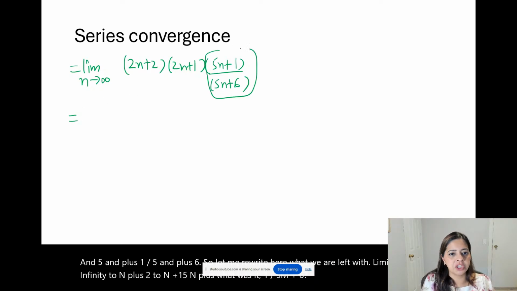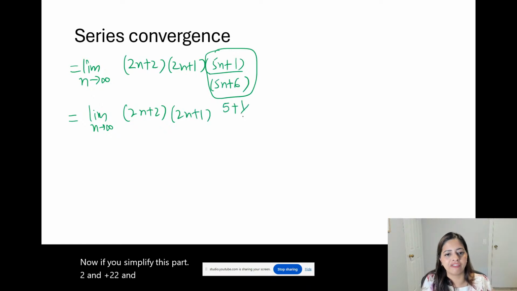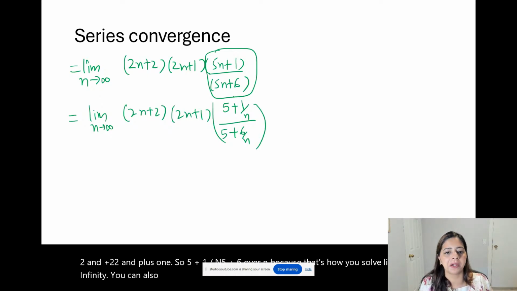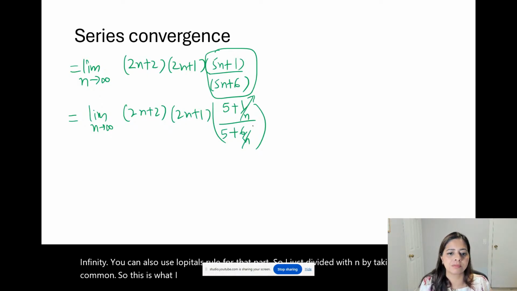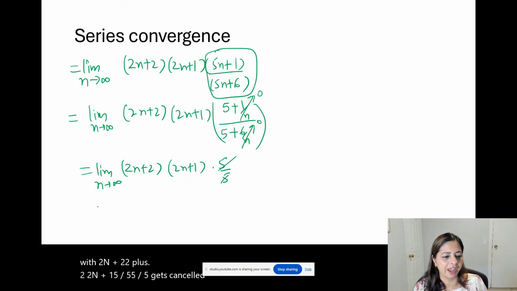Now, if you simplify this part, (2n plus 2)(2n plus 1), (5 plus 1 over n) over (5 plus 6 over n), because that's how you solve limits at infinity. You can also use L'Hopital's rule for that part. So I just divided by n by taking n common. So this is what I got. These both go to 0 as n goes to infinity, and you're left with (2n plus 2)(2n plus 1), 5 over 5. 5 over 5 gets cancelled, equals 1. And finally, you are just left with this expression.